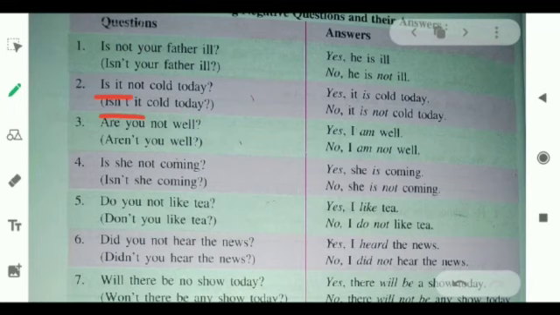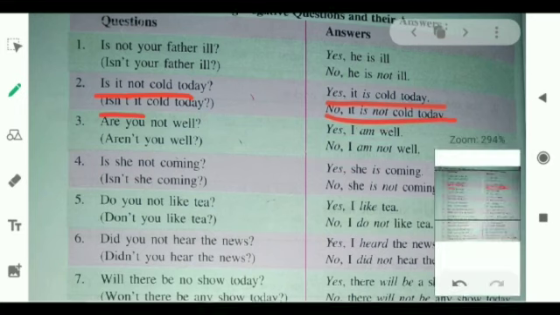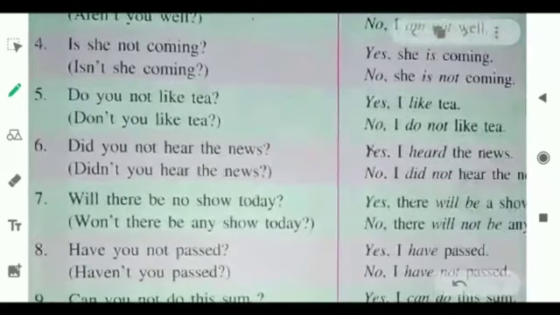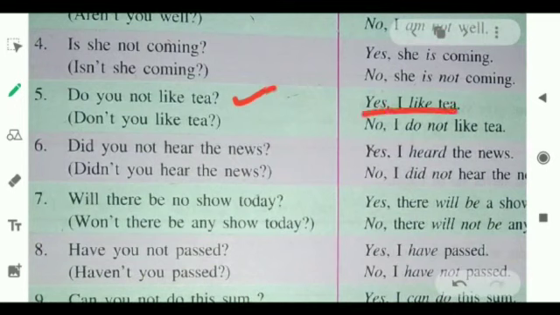So, is it not cold today? Yes, it is cold today. Or you may say, no, it is not cold today, right? Depends on what you think about what you are going to answer. Let's consider this fifth one. Do you not like tea? Yes, I like tea. No, I do not like tea, right?